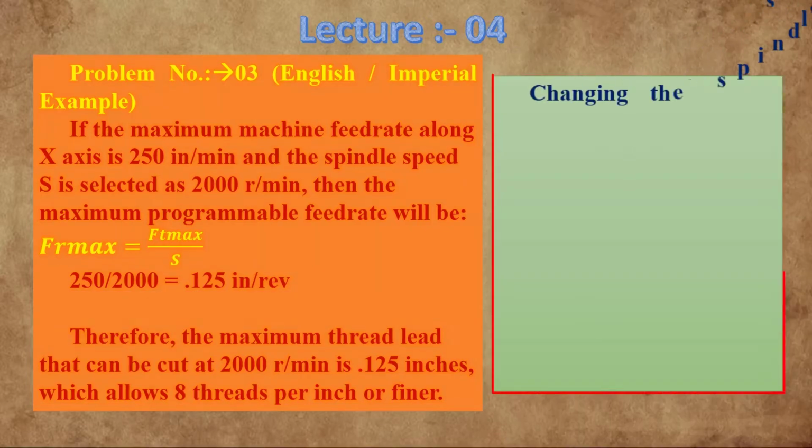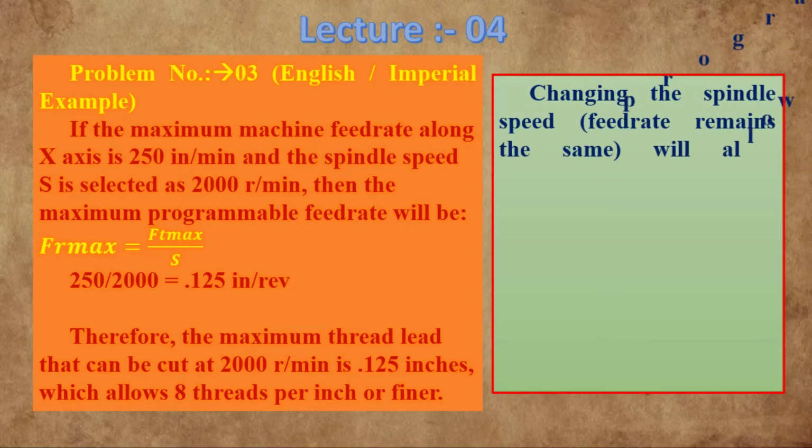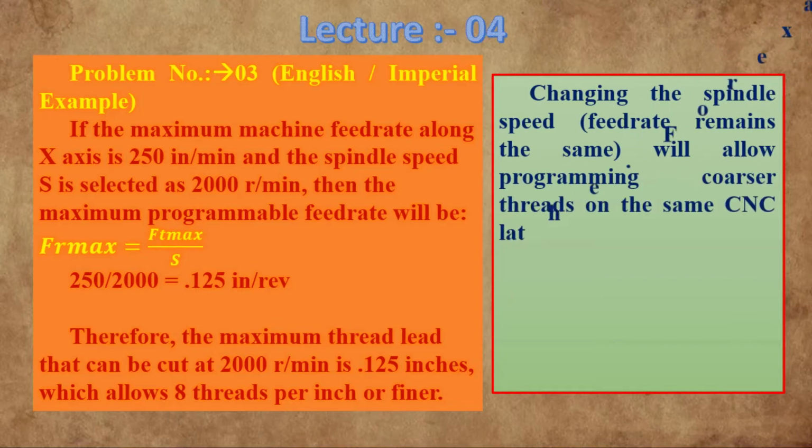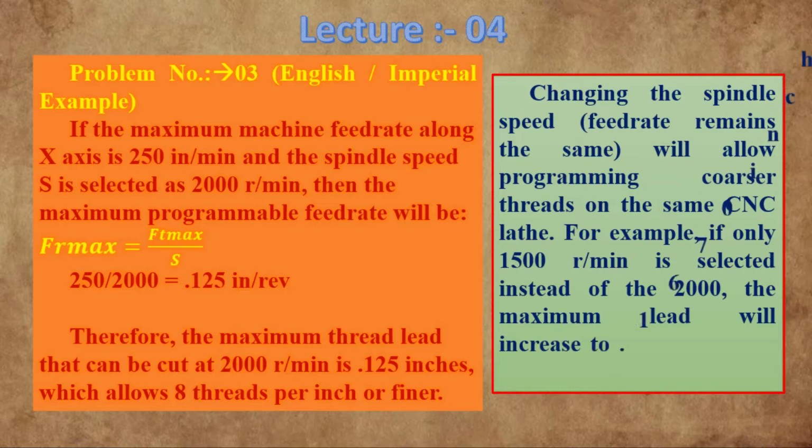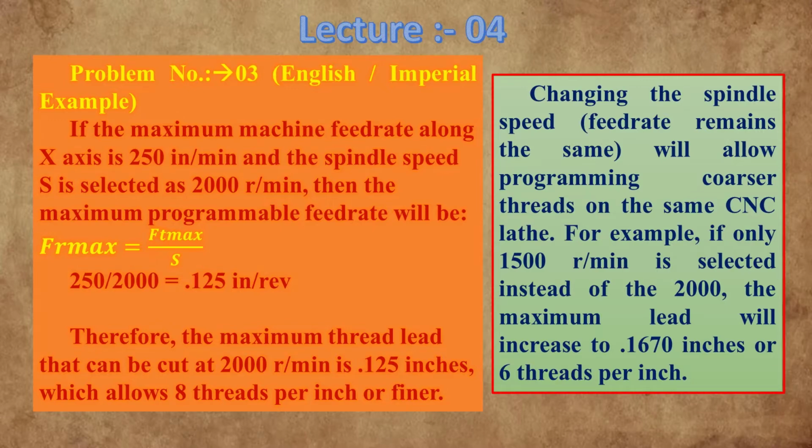The next problem is changing the spindle speed. With the feed rate remaining the same, a lower spindle speed will allow programming coarser threads on the same CNC lathe. For example, if only 1500 revolutions per minute is selected instead of 2000, the maximum lead will increase to 0.1670 inches, or 6 threads per inch.